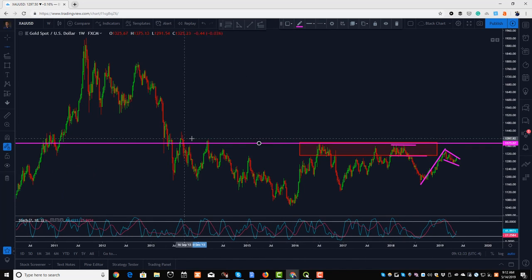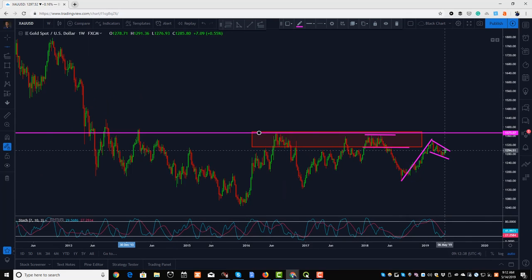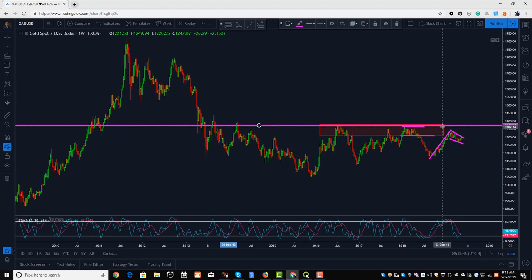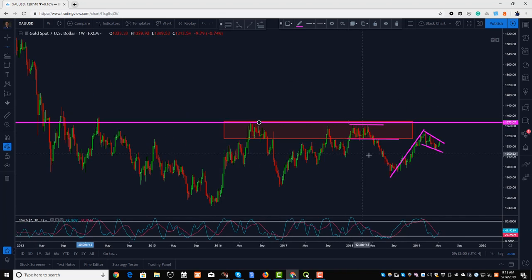However, and there's a little wiggle here you've got to pay attention to. However, if we break this level, the 1400s, let's call it 1400s just to be even. If we break 1400s, I think that would be a big psychological move in the market. And I think we can see a massive breakout, probably up to 1550s. So something to keep an eye on here.